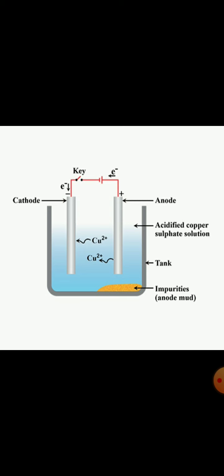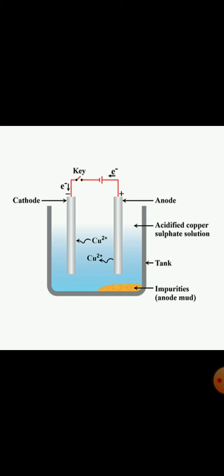What will happen? When the current is passed through this electrolyte, the pure metal from the anode dissolves in the electrolyte. Okay, what we have taken as anode is the impure metal. So from that anode, the pure metal will dissolve in the electrolyte. At the same time, an equivalent amount of pure metal from the electrolyte is deposited on the cathode.